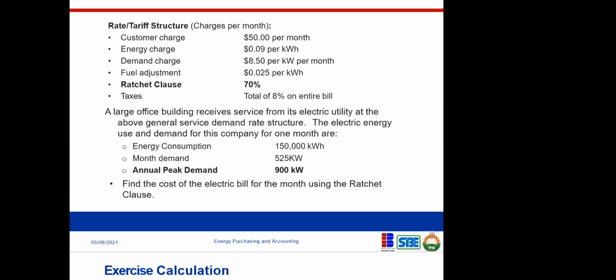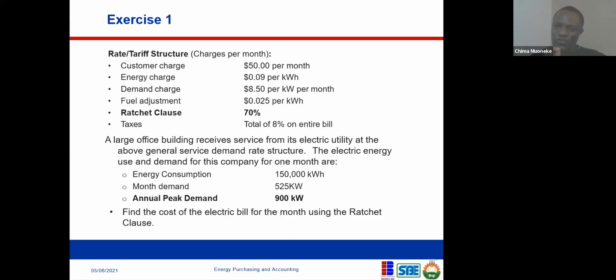So the ratchet is only a means for you to determine his peak demand for the month. It does not change how you calculate the demand charge. It only changes how you arrive at your demand for the month, your peak demand for the month. So you can either use the meter reading for the month, which is 525, which is what we calculated previously, or if you're using a ratchet clause, then you're using 70% of the all-time peak for the year, not for that month. Yeah, okay.